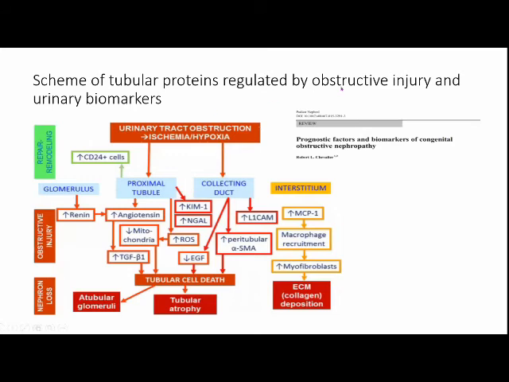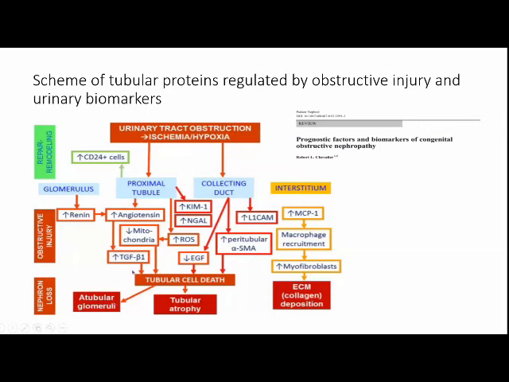So this is a scheme of tubular proteins regulated with the obstructive injury and urinary biomarkers. What happens is, as I mentioned, urinary tract obstruction leads to ischemia and hypoxia of the renal parenchyma, where the proximal tubule is affected, leading to increased angiotensin, leading to increased tubular growth factor beta 1, which leads to tubular cell death.